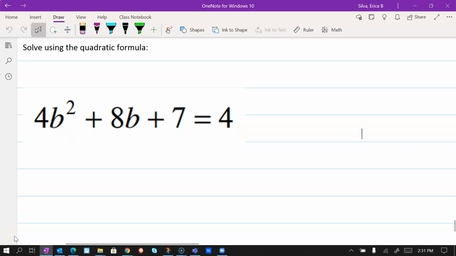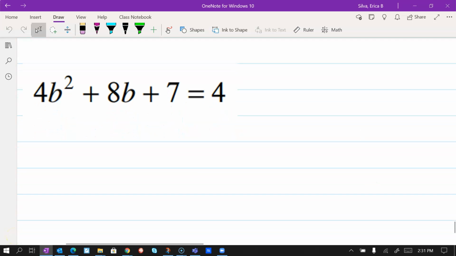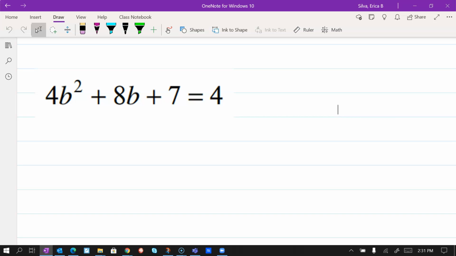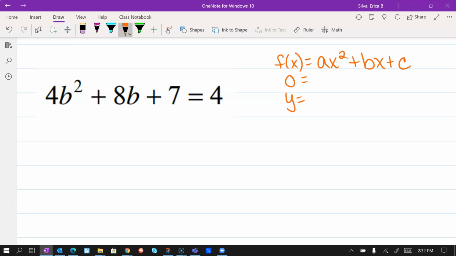All right, so we're going to be using the quadratic formula to solve this quadratic equation. Now remember, usually we use the quadratic formula if we can't factor it. The first step we need to check for is: is our equation in standard form? Remember, standard form is f of x equals 0, or y equals ax squared plus bx plus c. So is this equation in standard form?